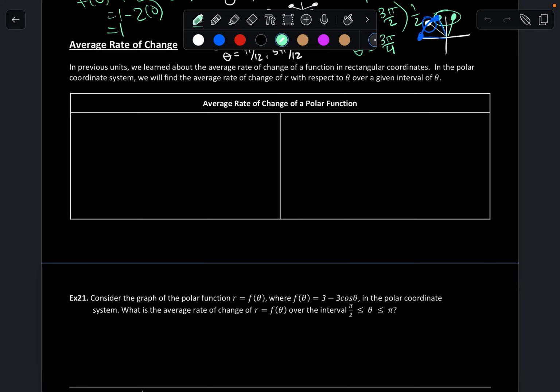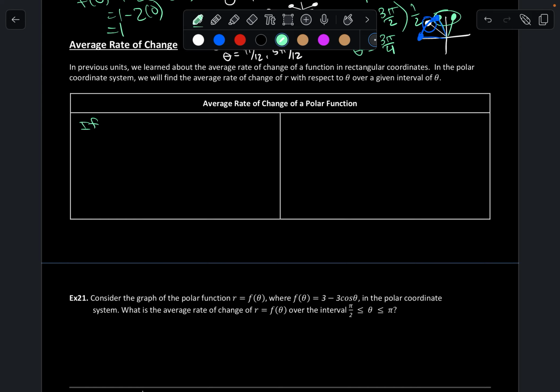So this next video will be over average rate of change and estimating the values of r equals f theta using the average rate of change. So if we think back to Cartesian, the average rate of change, we have delta y over delta x. It's going to be very similar for polar. Now the relationship between the change in y and change of x are going to be very different, but we're still going to use that difference quotient in order to figure out delta r over delta theta.